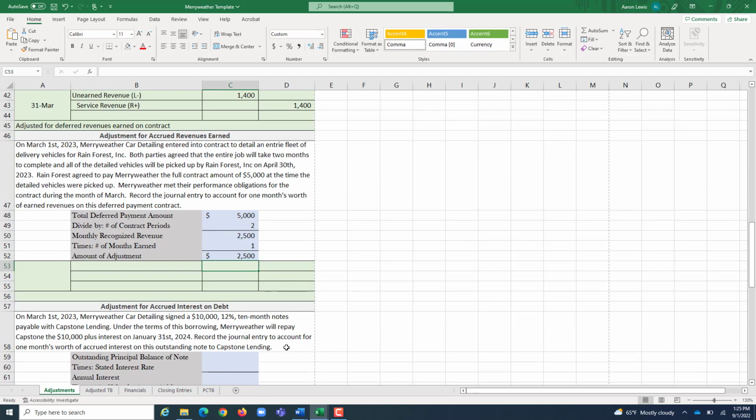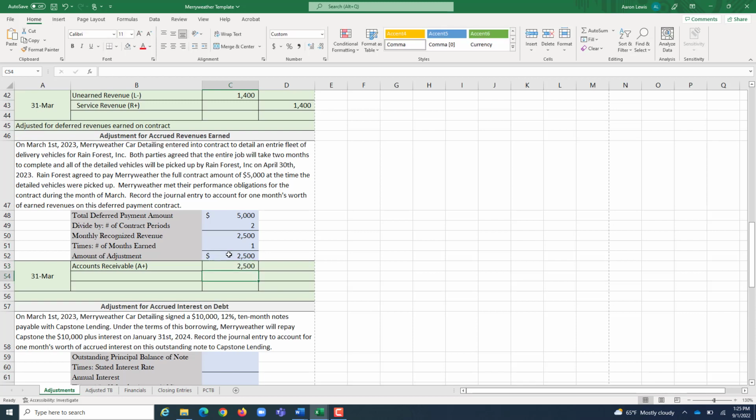So what is the journal entry that I need to put on the books here? Well, on March 31st, I'm going to debit accounts receivable. Because just like I said before, if they call us on April 1st and said, we don't want you to finish that, we're going to come pick up our fleet now, that's fine with us, but we're going to make sure that they pay us what they owe us for the work that we have done, which we just determined was $2,500 worth of work.